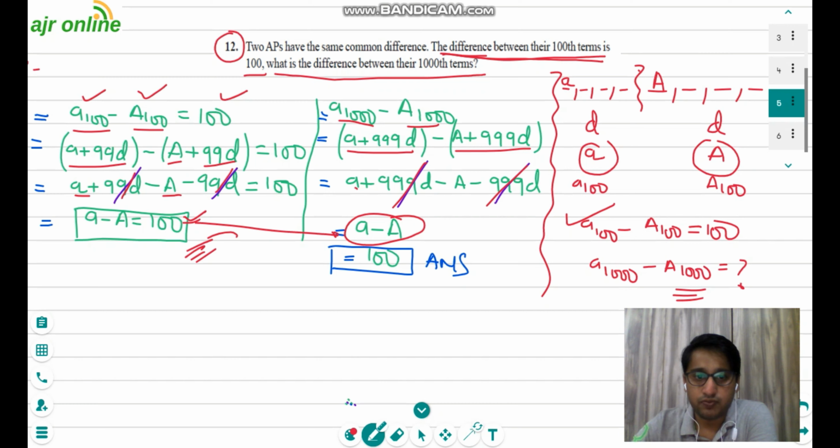So we will put the value of small a minus capital A over here. It will come out to be 100. It means that the difference between the thousandth terms will also be 100.